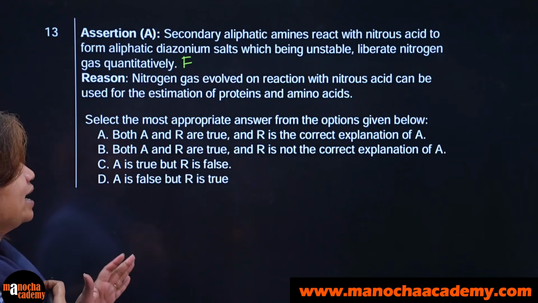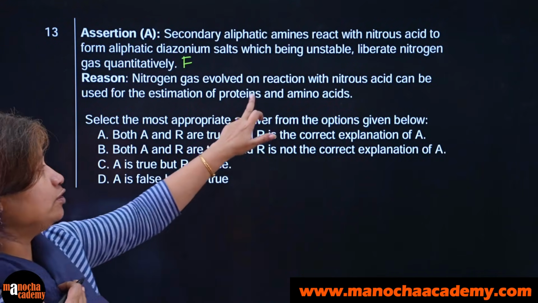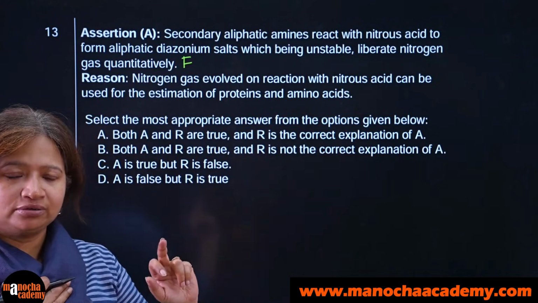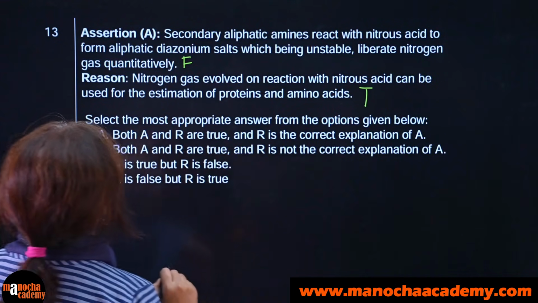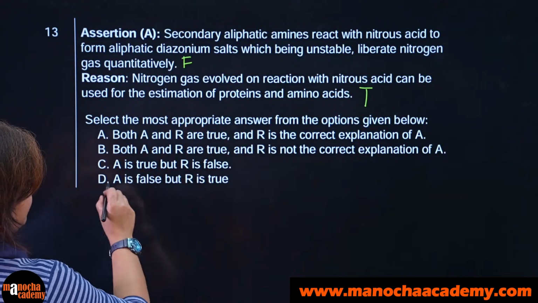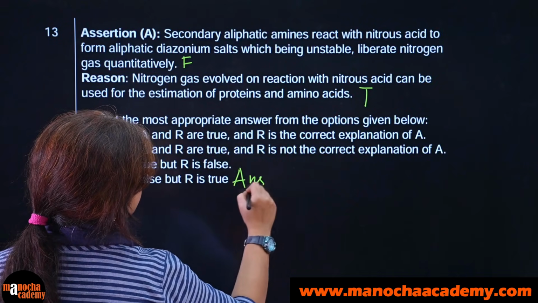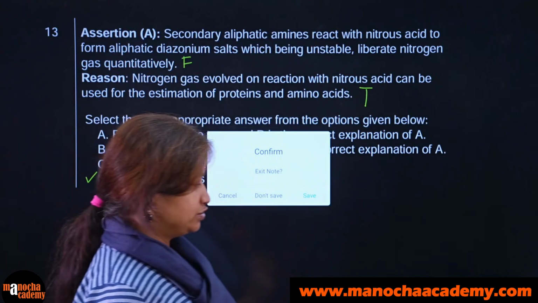Have a look. Nitrogen gas evolved on the reaction with nitrous acid can be used for estimation of proteins and amino acids. This is mentioned in your biomolecule chapter. So this statement is true. So A is false, R is true, we have in option D. So option D is the correct answer. Okay, with this the next question.